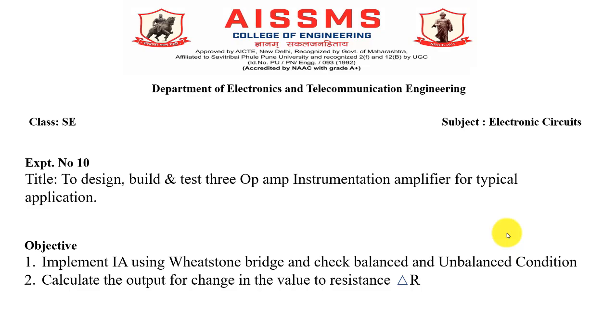Today we'll discuss experiment number 10. The title of the experiment is to design, build and test a 3 op-amp instrumentation amplifier for a typical application. The objective of this experiment is implementing the instrumentation amplifier using a Wheatstone bridge and checking the balance and imbalance condition. Calculate the output for changing the value of resistance, that is delta R.